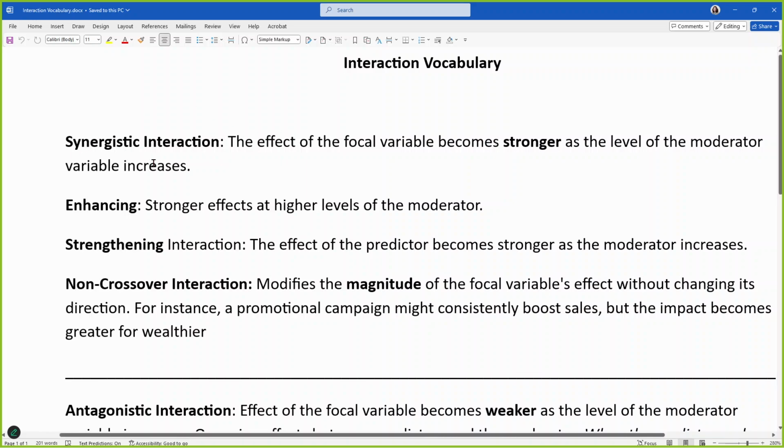Okay? Synergistic. The effect of the focal variable becomes stronger as the level of the moderator increases. Stronger. That's the word you need in that sentence. The rest of it is word salad. Okay? Enhancing. Stronger effects at higher levels of the moderator. Stronger. Strengthening. Non-crossover. Stronger. Matters more. That's all you need to know.